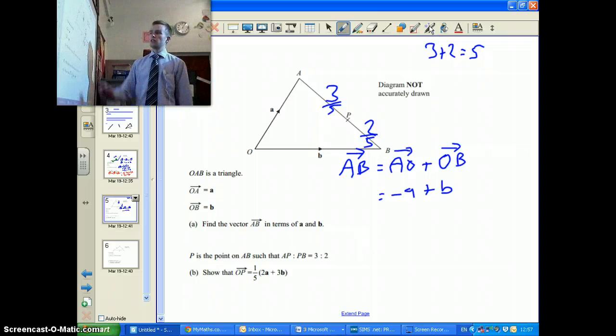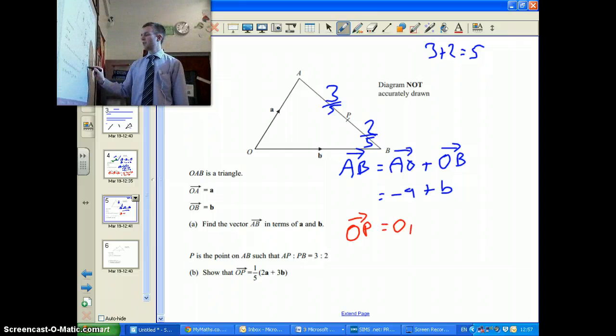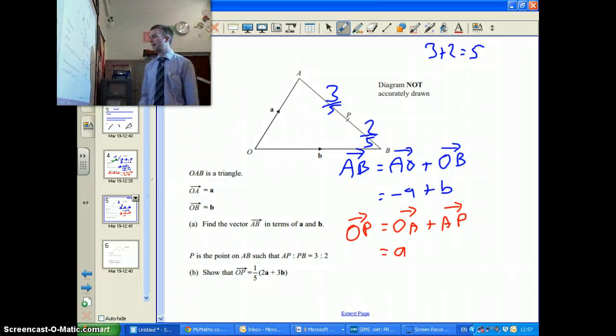All right. So the first thing I know is O to A. So I've got O to P is going to end up with O going up to A on the top, and then from A to P. So plus A to P. O to A is quite easy. I'm already told that is just A, and now I've got to work out A to P.